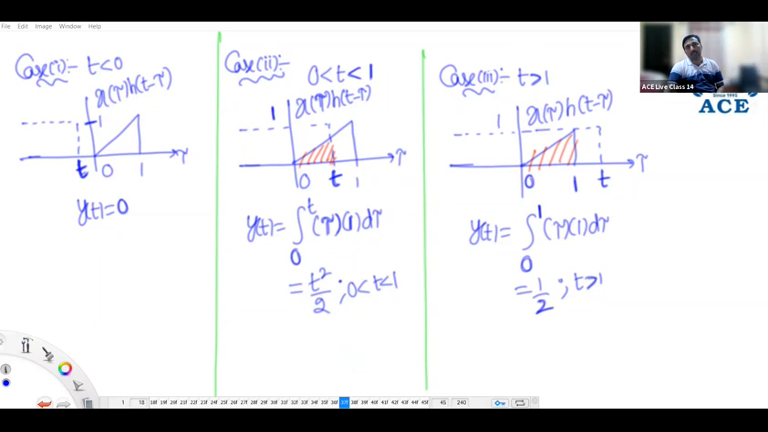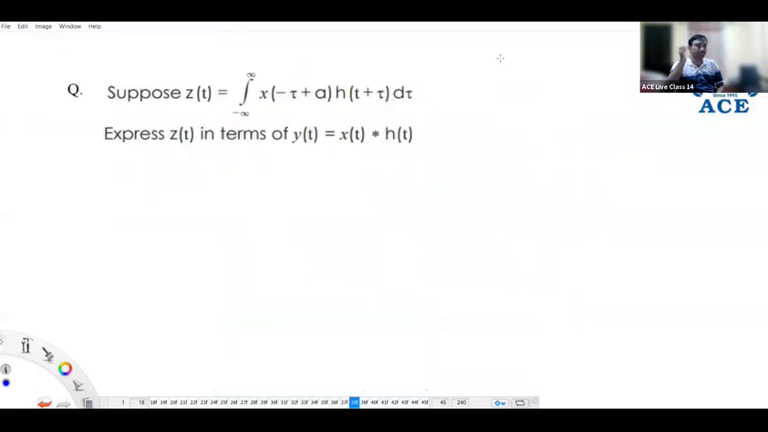Today I want to end the class with a beautiful question. Let me see how many of you will give me a prompt answer. Okay? Think of this. Suppose z of t is given by some integral. Try to express z of t in terms of y of t. Already every one of you knows the standard convolution integral, for which a small change is done.